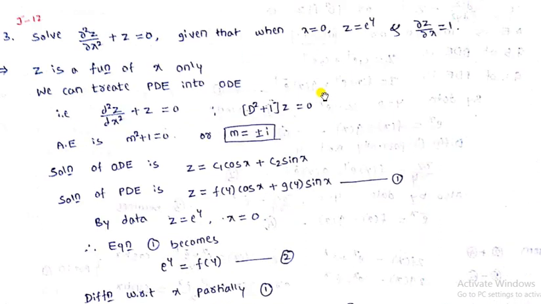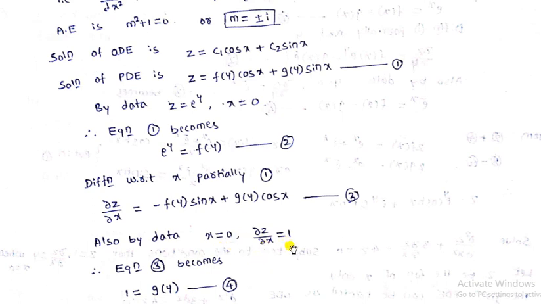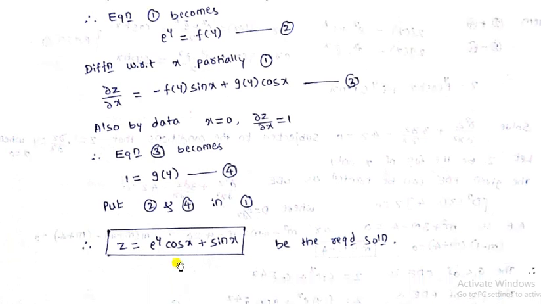Then use the second condition: at x = 0, ∂z/∂x = 1. So equation 3 becomes 1 = g(y), since sin 0 is 0 and cos 0 is 1. So g(y) is 1. Now use f(y) and g(y) in equation number 1, which gives z = e^y cos x + sin x, which is the required solution.